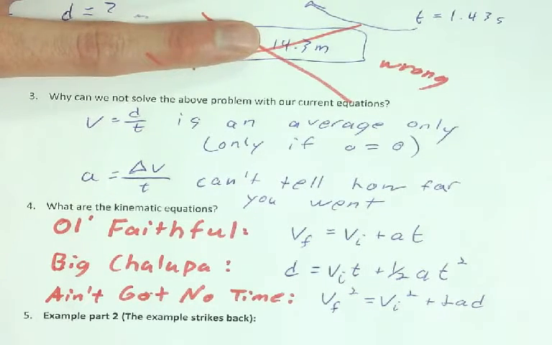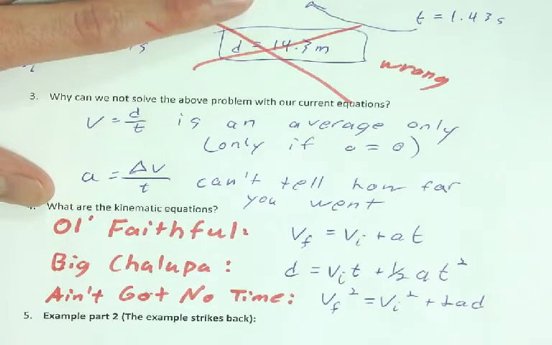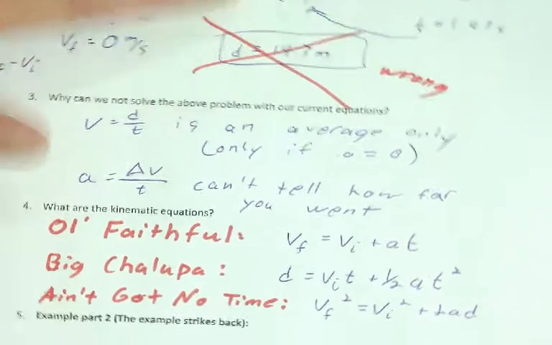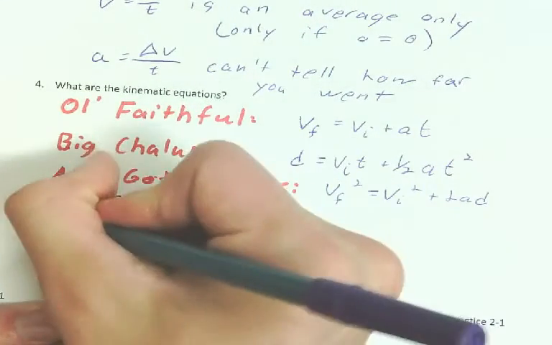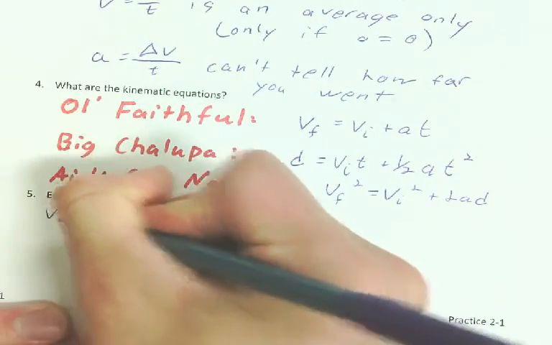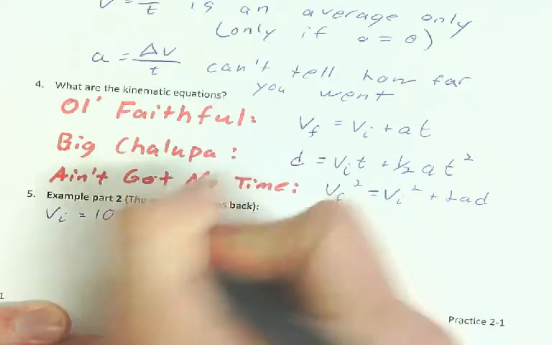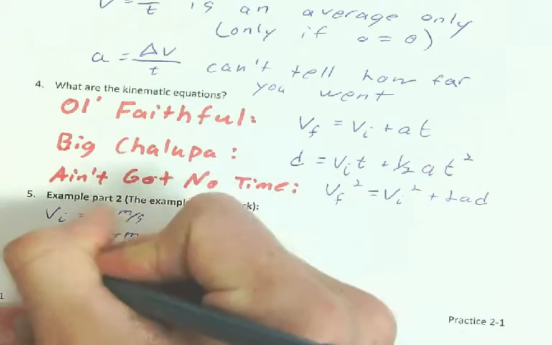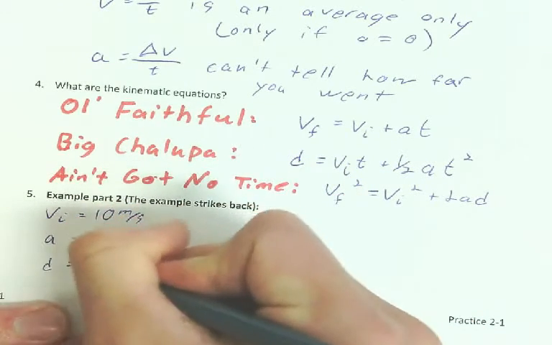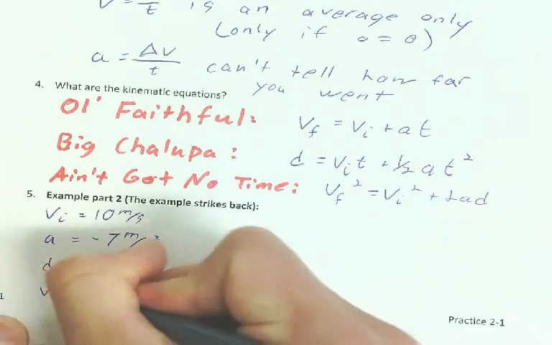So let's go ahead and do our example problem. We're going to do that example, but this time we're going to use the appropriate equations that we need. So I'm going to write down my knowns and unknowns again. Vi equals 10 meters per second. A equals negative 7 meters per second squared. D equals question mark. And Vf equals 0.